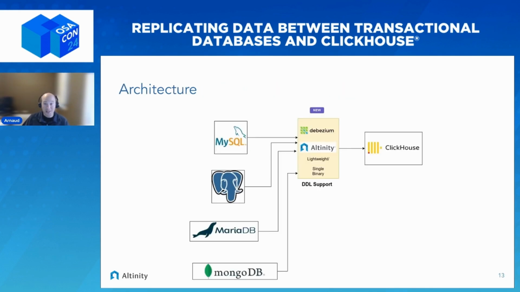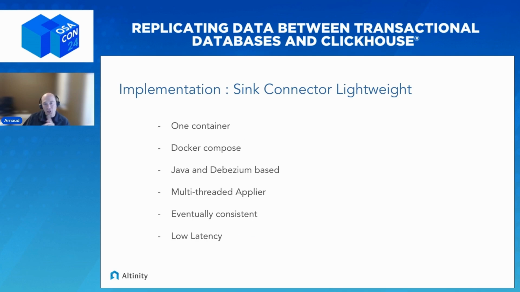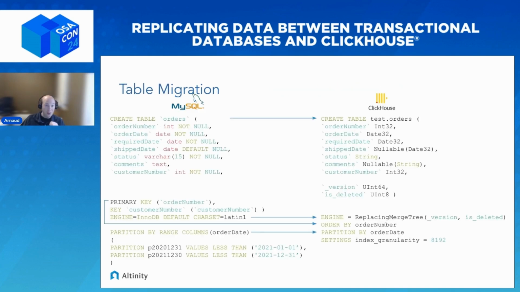In terms of architecture, as I said, very, very simple. What you see in the middle is the project. On the left, you have the source databases, and currently the target that we support is ClickHouse. In terms of implementation, it's one container, and you use Docker Compose to start it. It's based on Debezium. It uses a multi-threaded applier, which makes it very fast compared to MySQL replication, which sometimes is single-threaded, and it's hard to really make it multi-threaded. So it's eventually consistent. That's by design. And we want it to be low latency.